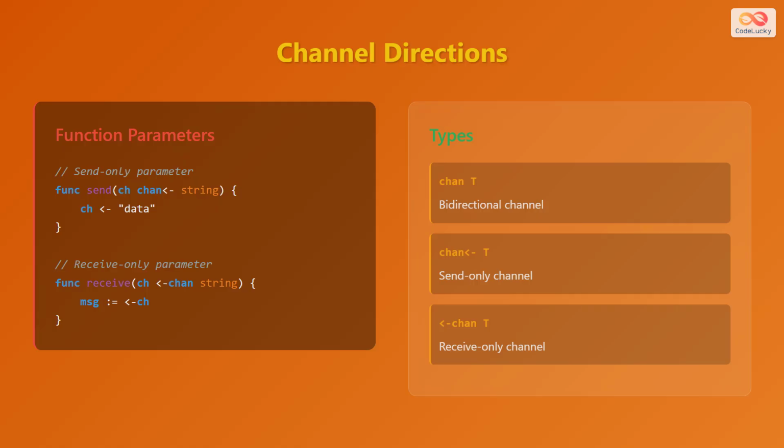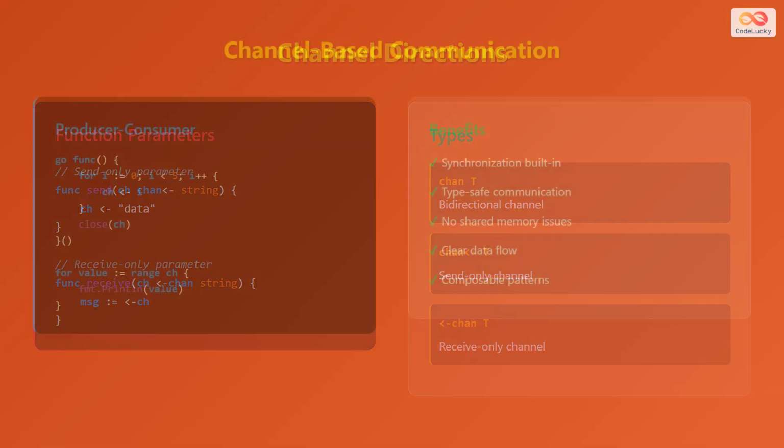Go provides 3 channel types. chan T, which is a bidirectional channel, meaning it can both send and receive data. chan<- T, which is a send-only channel, and <-chan T, which is a receive-only channel.